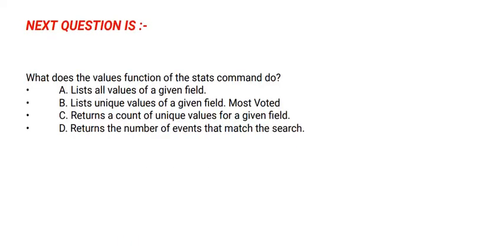Next question is, what does the values function of the stats command do? Options are option A, lists all values of a given field. Option B, lists unique values of a given field (most voted). Option C, returns a count of unique values for a given field. And option D, returns the number of events that match the search. The correct option is option B.